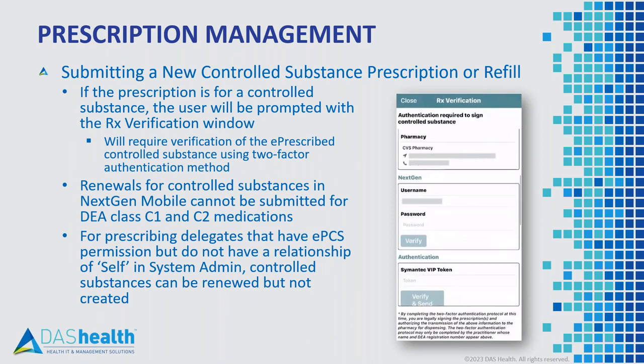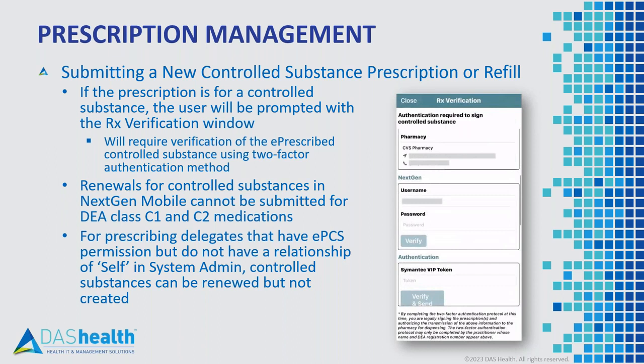So the process for submitting a new controlled substance prescription is initially very similar to what we saw with prescribing a non-controlled substance medication. But once that prescription detail has been entered, similar to the medication module in the EHR, the provider is going to be prompted with this RX verification window. So this will walk them through those typical steps for that necessary two-factor authentication to verify the provider's identity. So, just like in the EHR, it will initially ask for the provider's NextGen username and password, followed by the authentication token that you have set up for this provider.